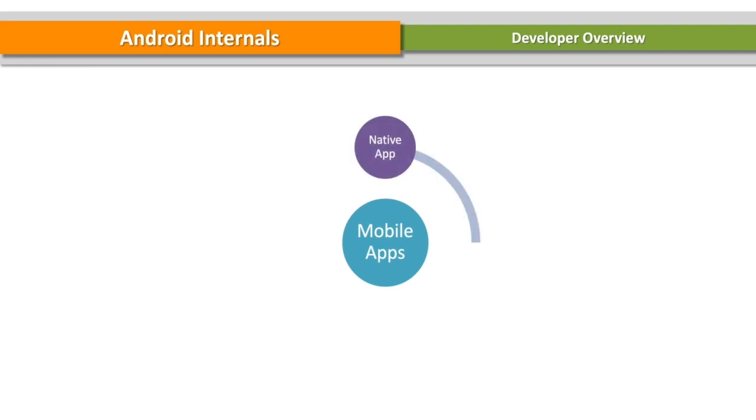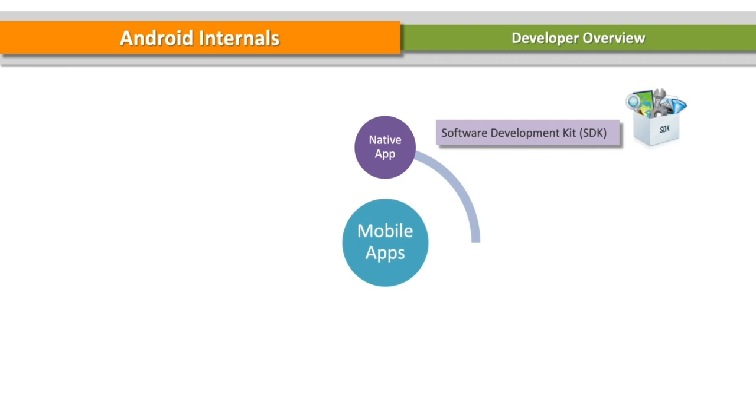Let's have a look at native apps. So mobile operating systems, including Android and iOS, come with a software development kit, or SDK, in order to develop applications specific to the OS. A software development kit, or SDK, is a collection of software development tools in one installable package. Such applications are referred to as native to the system for which they've been developed.